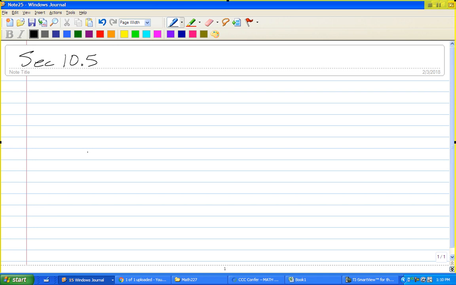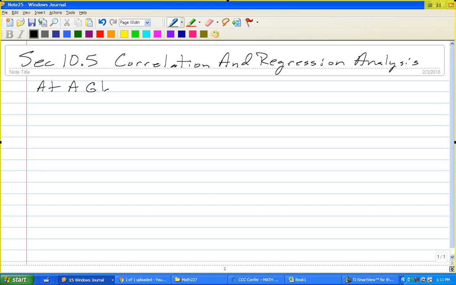Yes. Section 10.5, correlation and regression, analysis at a glance. So in this section, we just sort of redo everything we've done. So I'm not going to write all that down. It's basically just a review of everything.